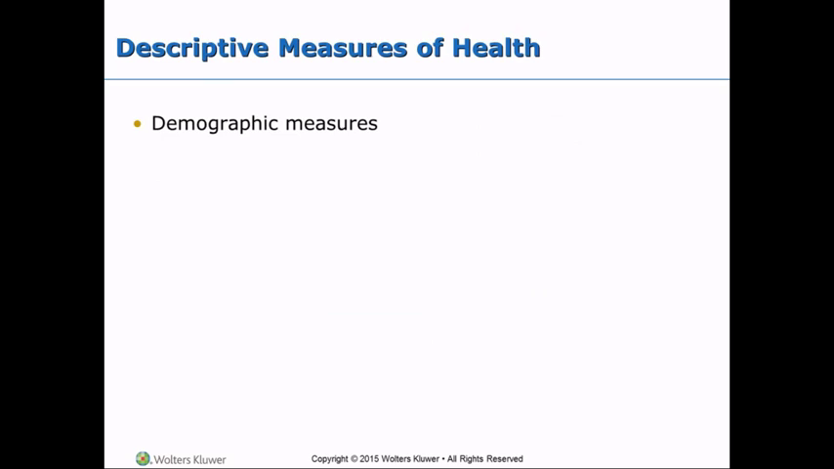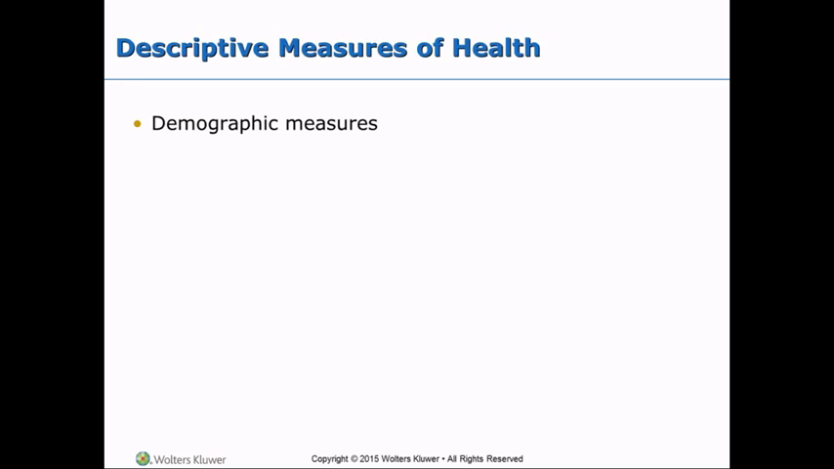Let's review the descriptive measures of health. We have already talked about demographic measures such as age, race, gender, and ethnicity. Thinking about the social determinants of health, we can also include socioeconomic status, income levels, and educational levels as well, as these factors have been shown to impact an individual's health. As you assess your own community, you will want to consider the demographics and how these factors have impacted the health of the community, as well as how these factors can be used to improve the health of the community.